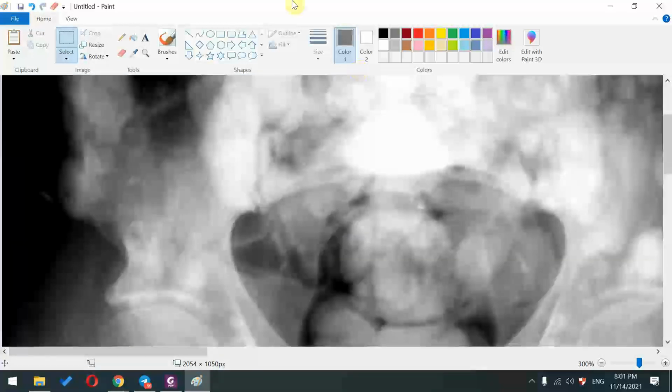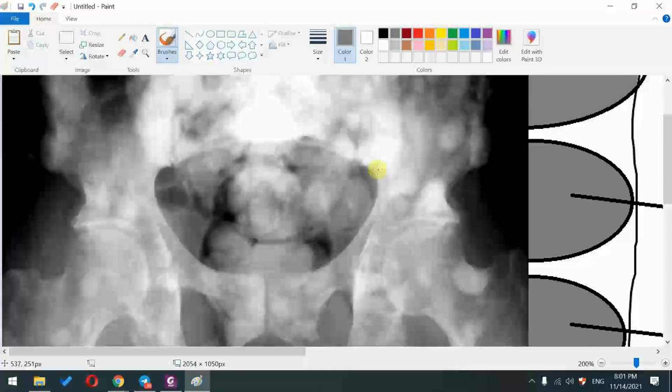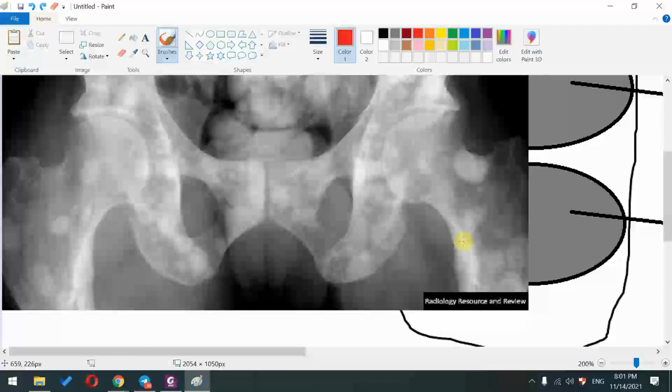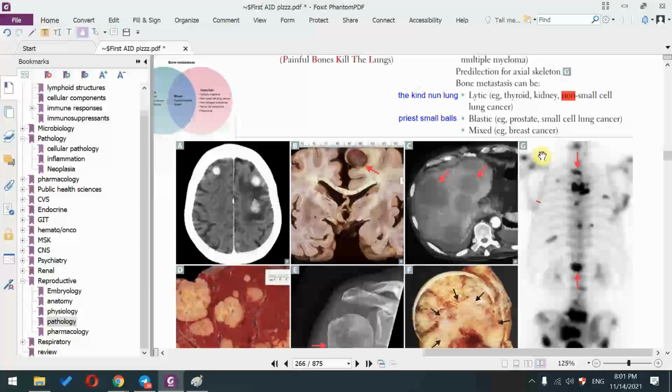I will outline something and you will tell me, is it an osteoblastic lesion or an osteolytic lesion? Sorry, I will make it in red. Is this an osteolytic or osteoblastic lesion? Excellent, this is an osteolytic lesion. What about this one? Excellent, it's a blastic lesion. Good. So let's go back here.